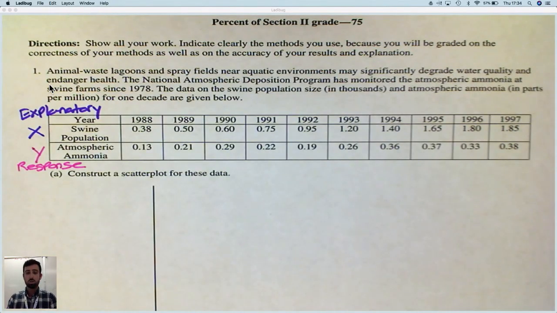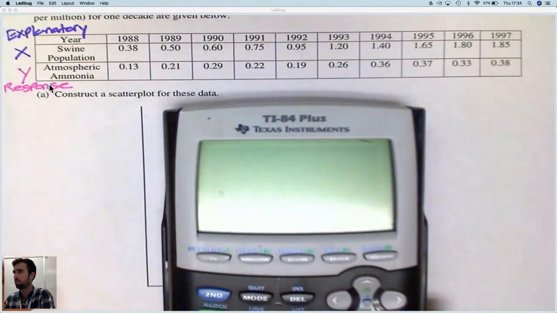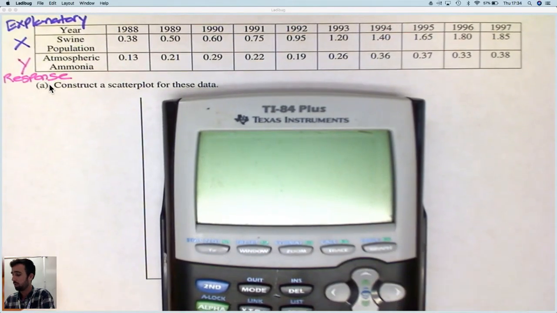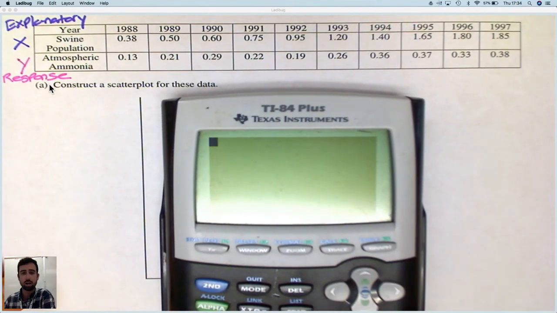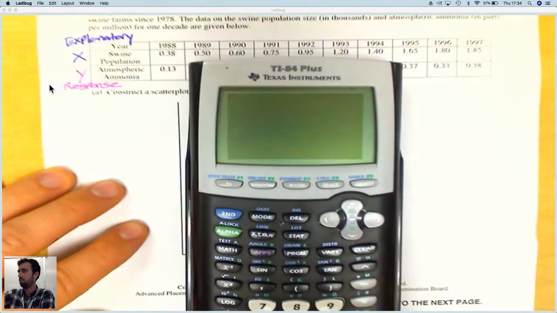So calculator time. This is where you want to use your graphing calculator. It's going to save you a whole bunch of time. Let's scoop this up so you can see what I'm doing. Going to turn it on, clear anything that's there. Let's go ahead and zoom out a little bit.